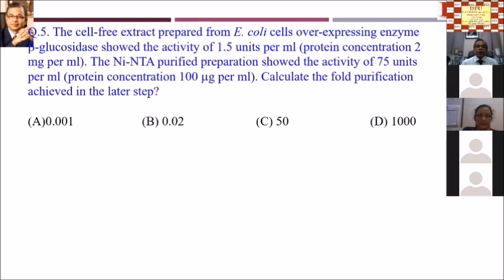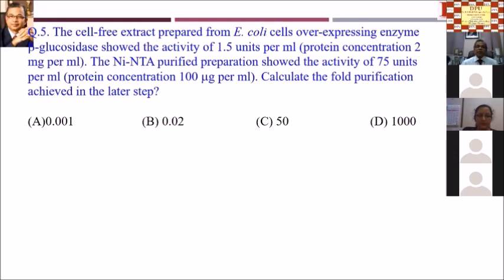Now here, what is shown: the cell-free extract prepared from E. coli cells, overexpressing the enzyme beta-glucosidase, showed an activity of 1.5 units per ml, with protein concentration 2 milligram per ml. Your emphasis should be on reading these two portions, 1.5 units and protein concentration 2 milligram per ml. The nickel NTA purified preparation showed an activity of 75 units per ml, and the concentration goes down to 100 microgram per ml. Now calculate the fold purification achieved in the later step.